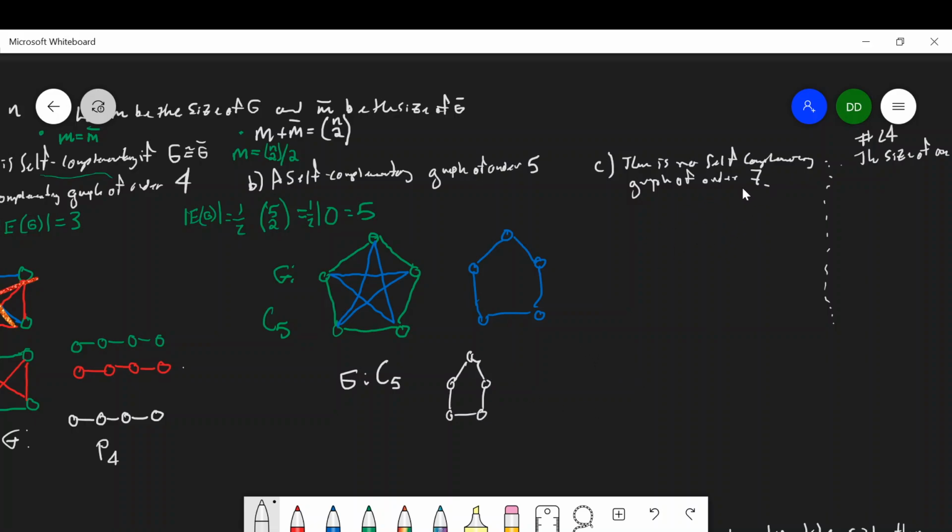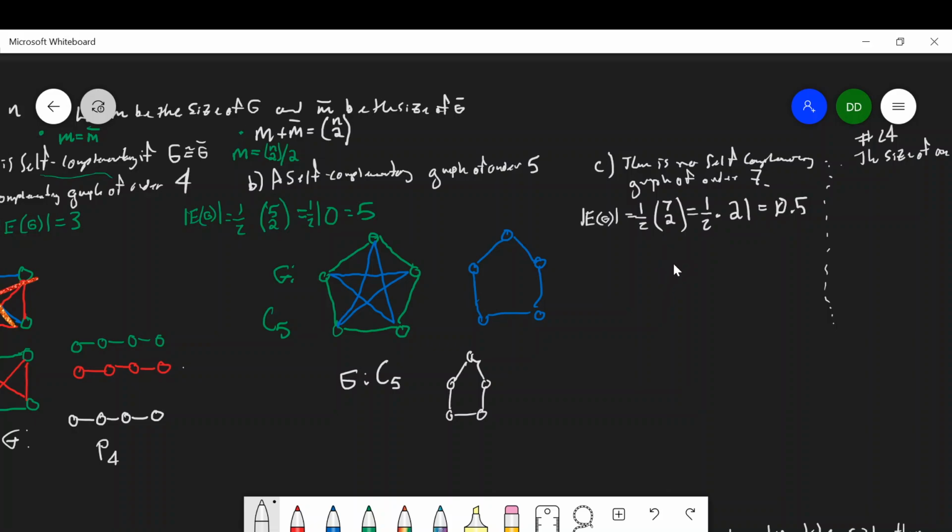All right, how about a graph of order 7? Well, we know that the number of edges in my self-complementary graph must be half of 7 choose 2. What's 7 choose 2? That's 7 times 6 divided by 2, so 7 times 3. So this is 1/2 times 21, which is 10.5. So the number of edges in my graph has to be 10.5.